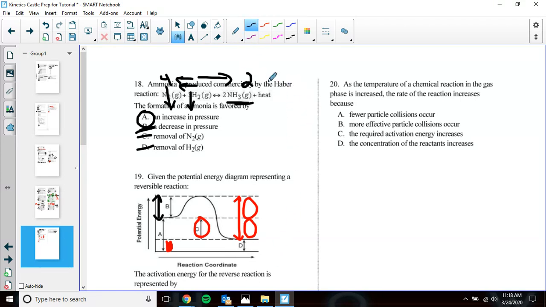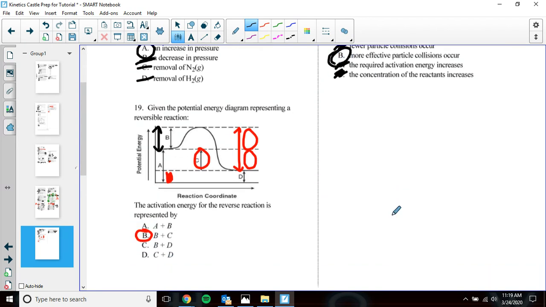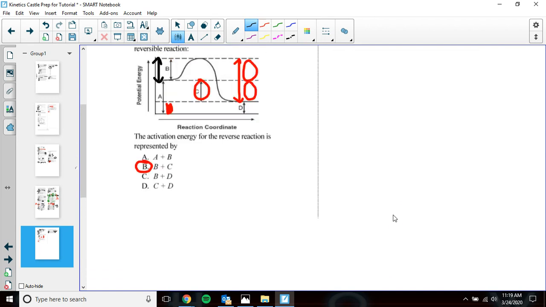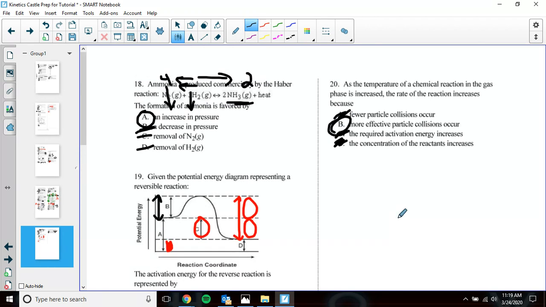And as the temperature of a chemical reaction in a gas phase is increased, the rate of the reaction increases because of fewer particle collisions. That's the exact opposite. More effective particle collisions occur. Sounds good. Required activation energy increases. No. The concentration of the reactants increases. If I increase temperature, no, I have more effective collisions. They're going to collide more often and with more force. And with that, we've gone through all 20 questions so that you guys can see what's what.